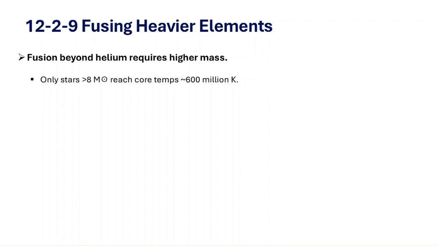carbon fusion. And next, once the core is hot enough, the star can sequentially fuse carbon, then nitrogen, oxygen and silicon, gradually building up the heavier elements. And this is why only massive stars can produce the full range of elements needed for planets and life.